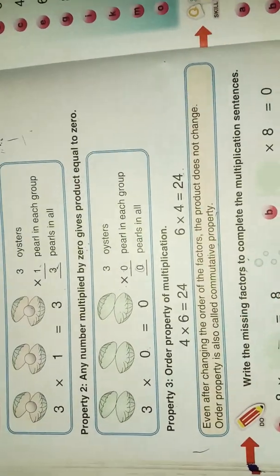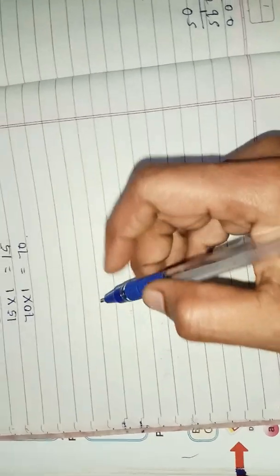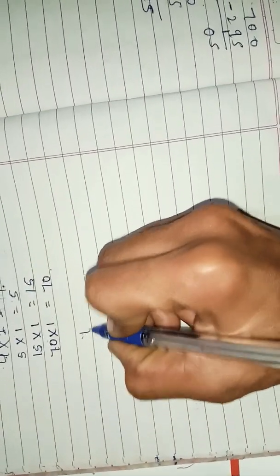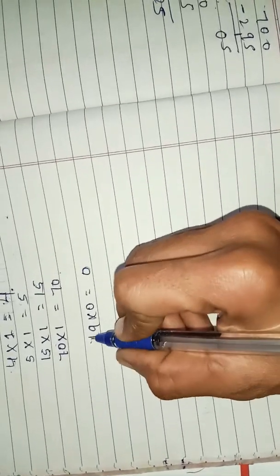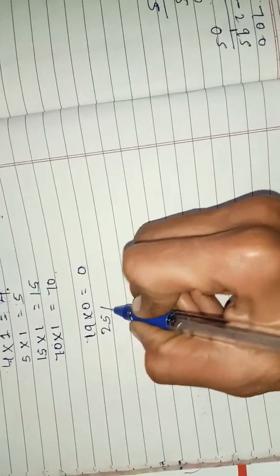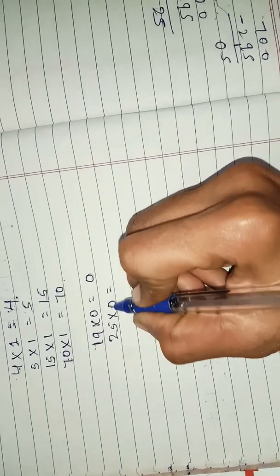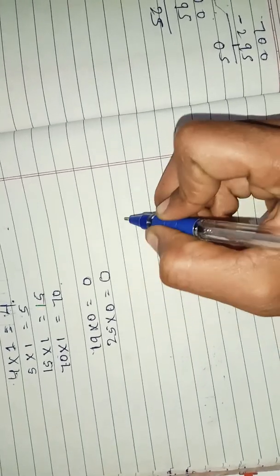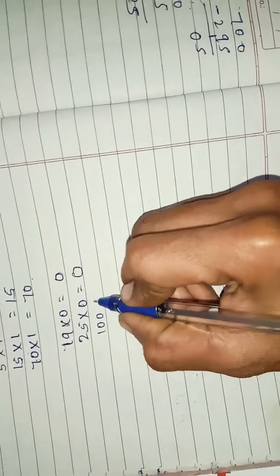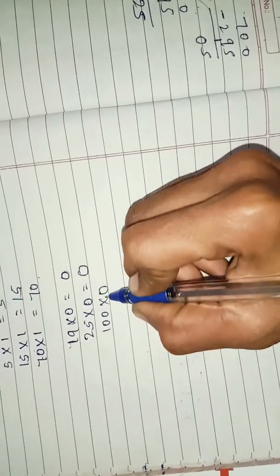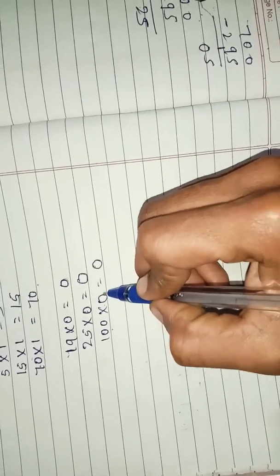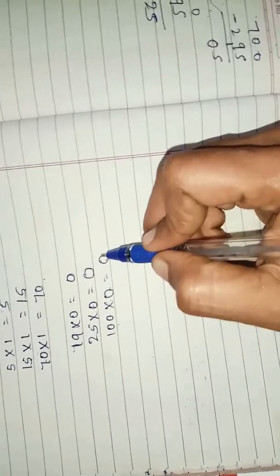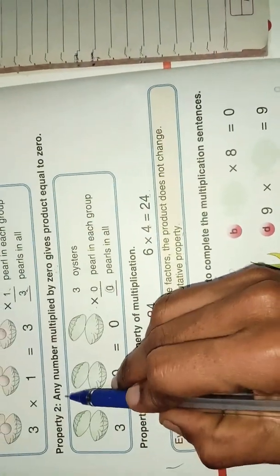3 into 0 or 0 into 3, the answer is 0. Any number you take, for example, 19 into 0, the product is 0. 25 into 0, the product will be 0. Or take 100 multiplied by 0, the product will be 0. Any number multiplied by 0, the answer is always equal to 0. This is the second property.